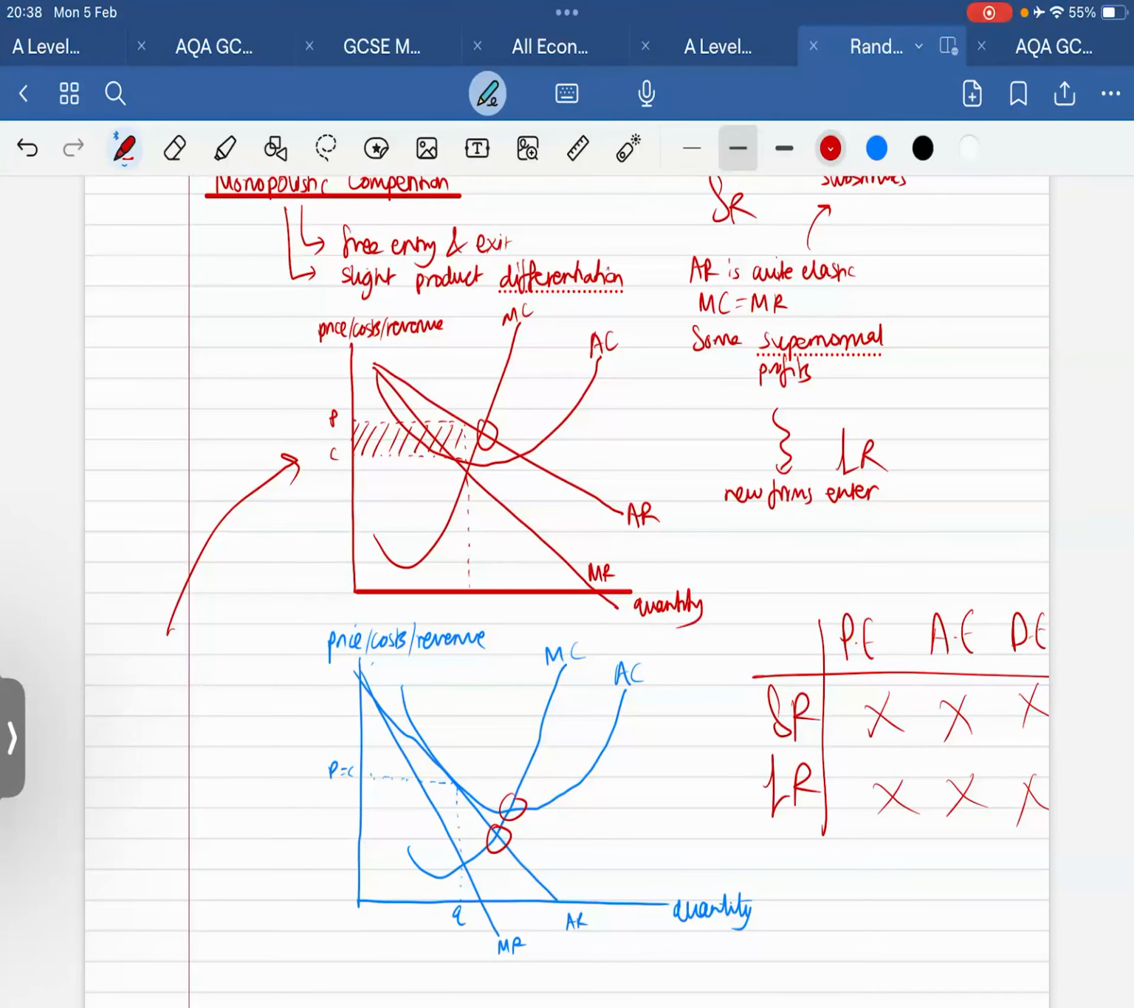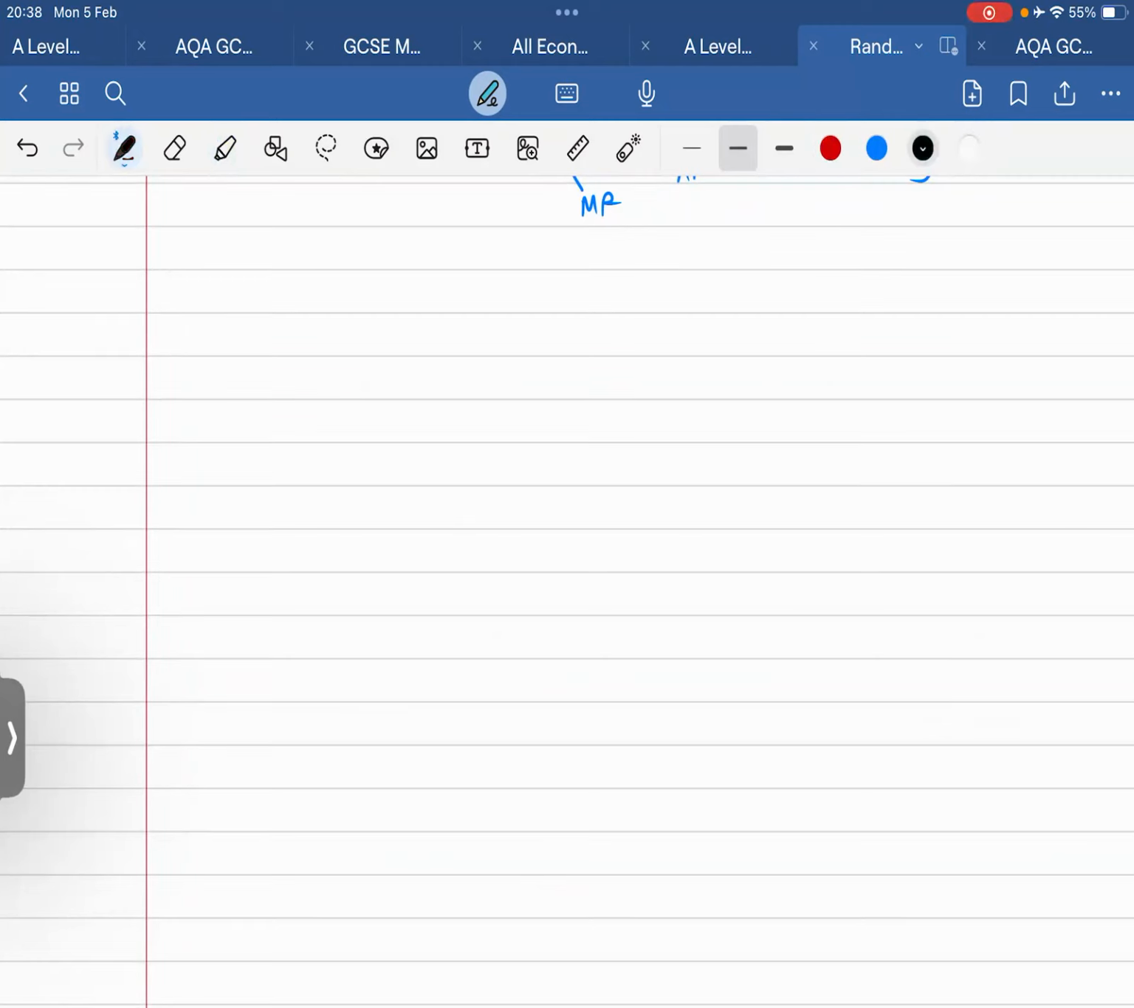The last thing in this section is called contestability. And contestability is another criteria to judge a market. So you can judge it on if it's dynamically efficient, productively efficient, allocatively efficient, and also if it's contestable.